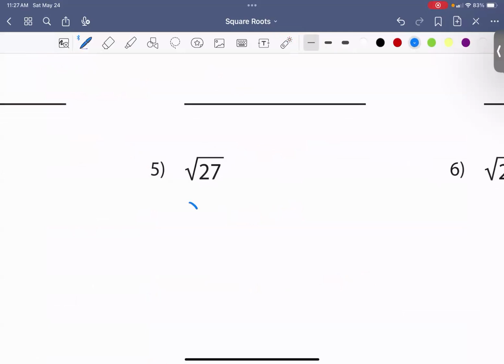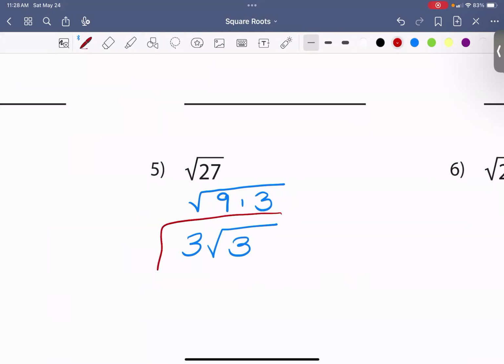So I'm going to put the radical sign, the square root of 9 times 3. So the square root of 9 is 3. So 3 comes out of the radical, but 3 is not a perfect square, so that stays inside of the radical. So my answer is 3 radical 3.